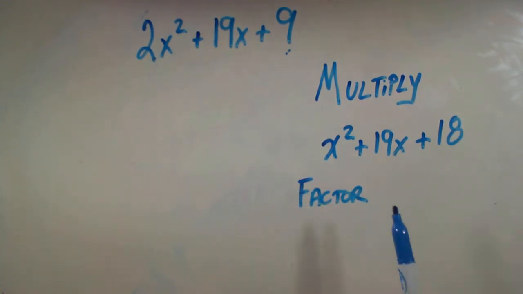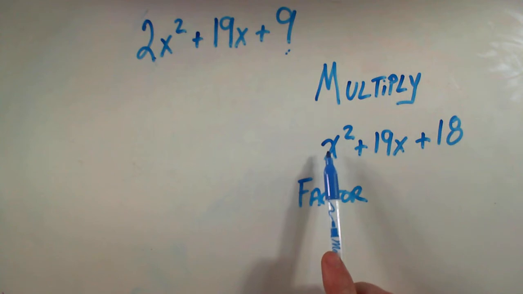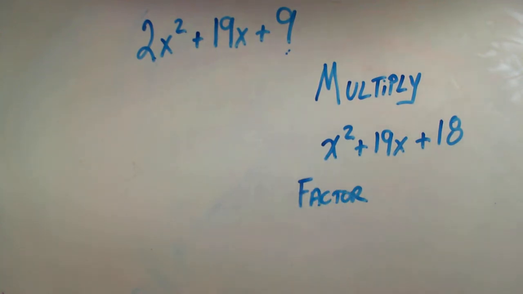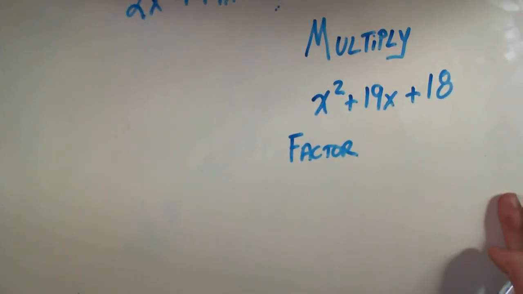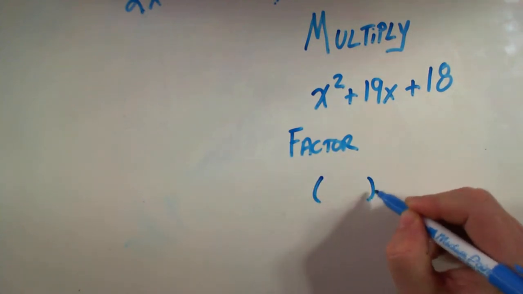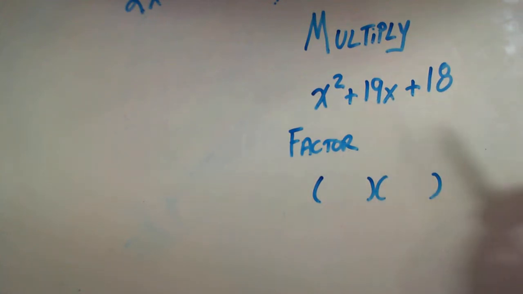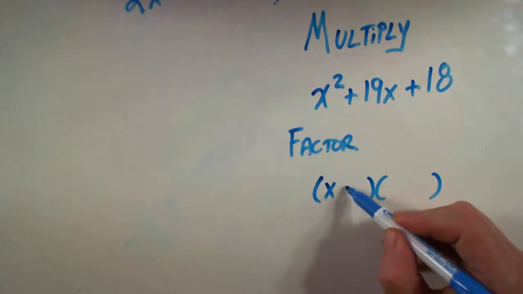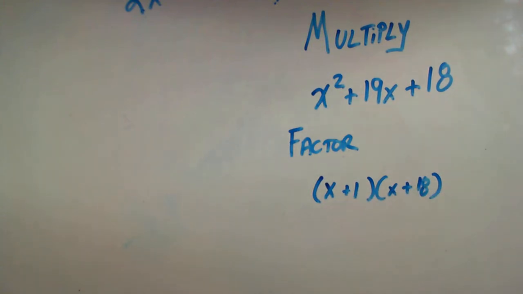Now my factoring step, and one of the reasons I like this methodology is that the factoring step is always just factoring a trinomial that leads with a 1. So it's just like the factoring problems that we were working on in our previous examples. So factor: two numbers that when I multiply them together I get 18, and when I add them I get 19. That's going to give me x plus 1 and x plus 18.